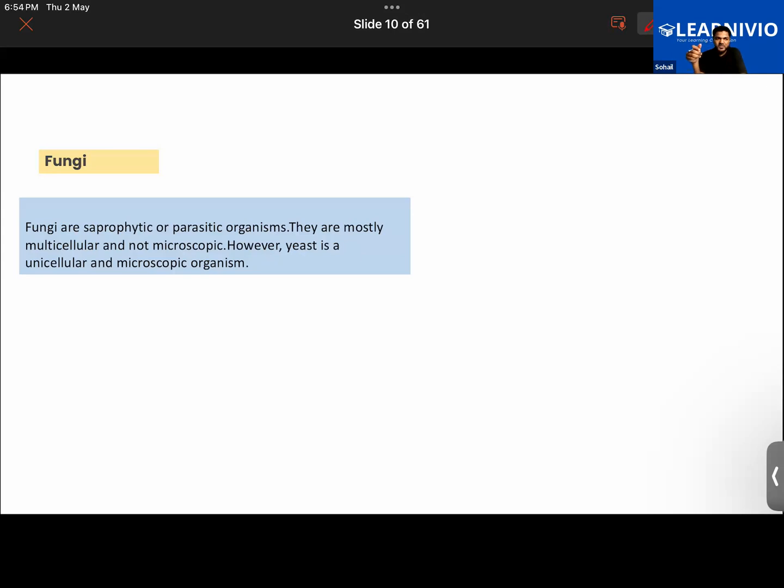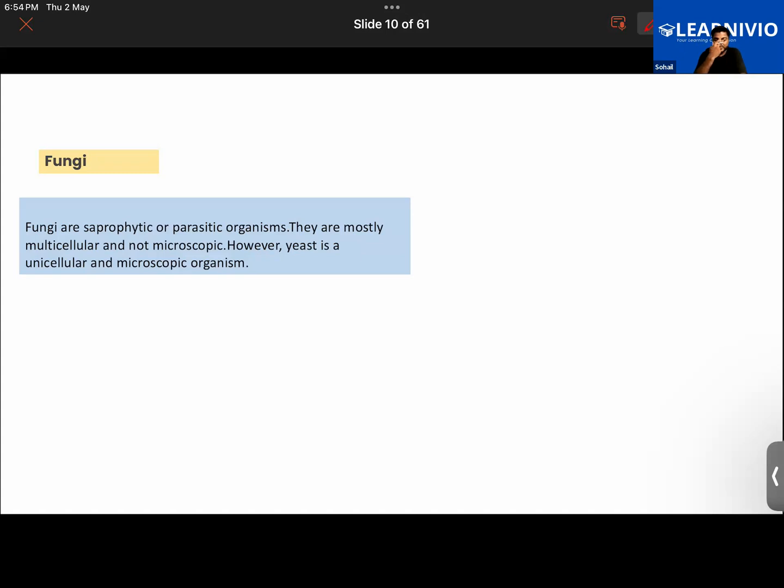Then you must have eaten edible mushrooms. All of these are examples of fungi, and you can actually see them. So are they truly microorganisms or are they not? Yes, they are actually microorganisms.